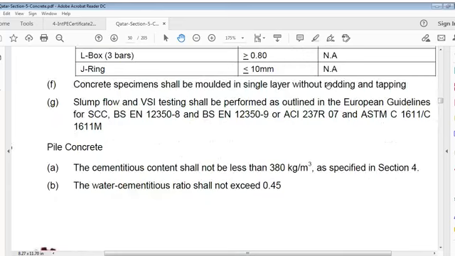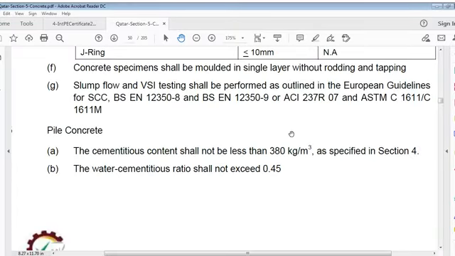Concrete specimen shall be molded in a single layer without rodding and tapping. Slump flow and VSI testing shall be performed as outlined in European guidelines for SCC: BS EN 12350-8 and BS EN 12350-9, ACI 237R-07 and ASTM C1611/C1611M.